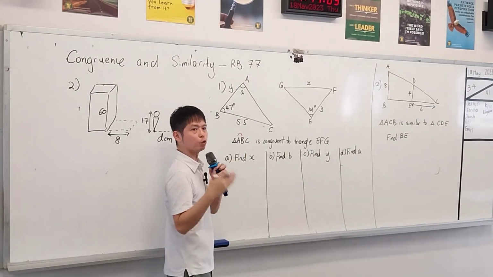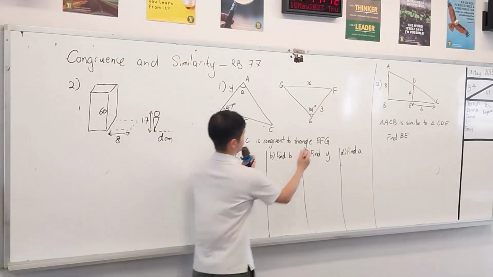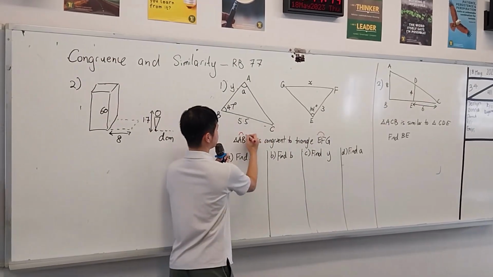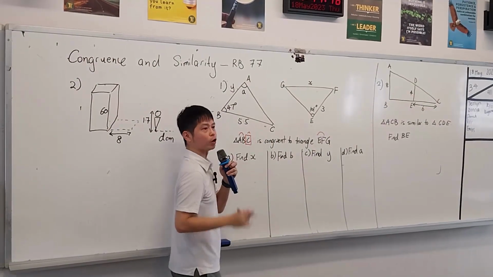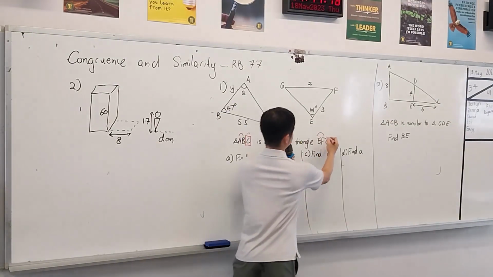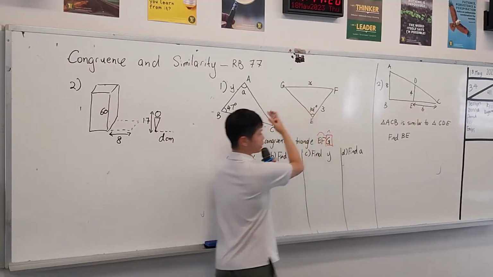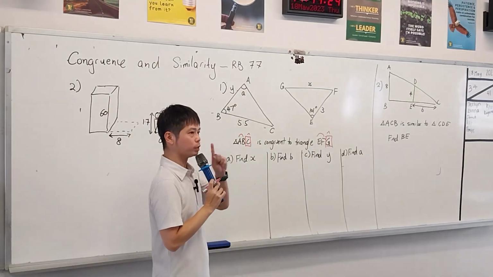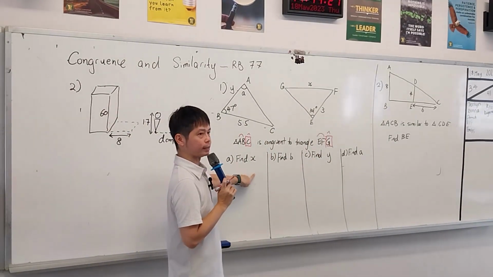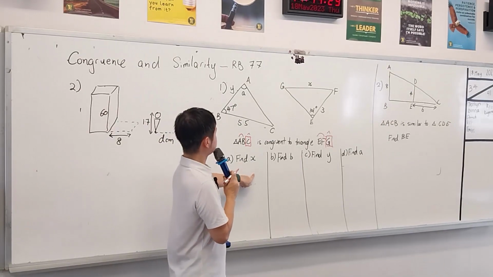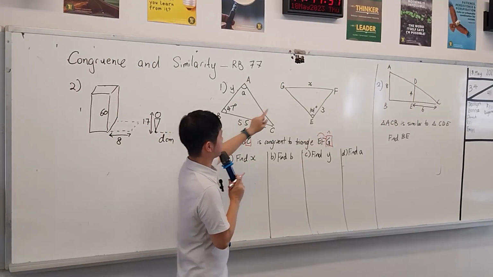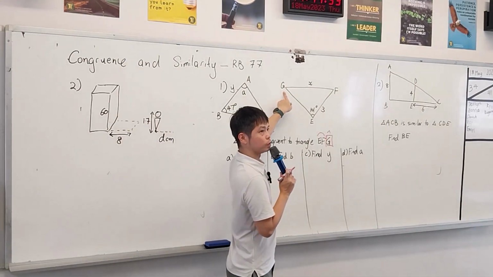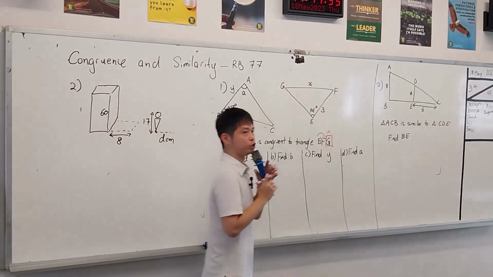AB will correspond to which length? Yes, very good. Angle C will correspond to which angle? G. So the important thing is not to look at the picture, because the picture will be rotated or reflected. If they ask you to find X, you must know which letters X belongs to. So X belongs to the letters GF.